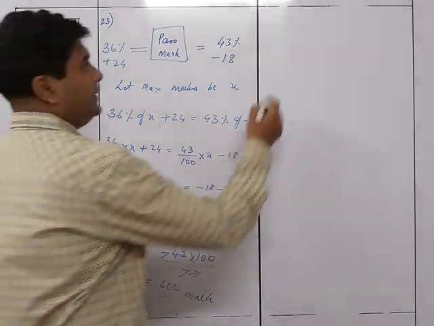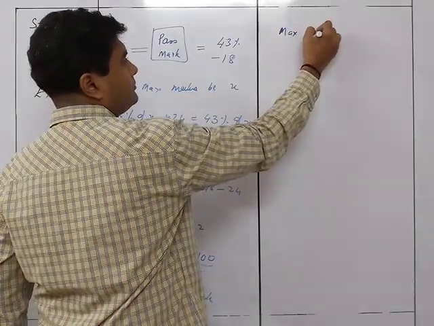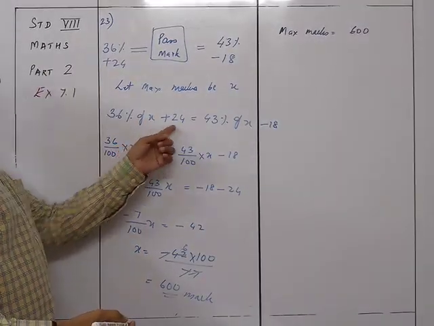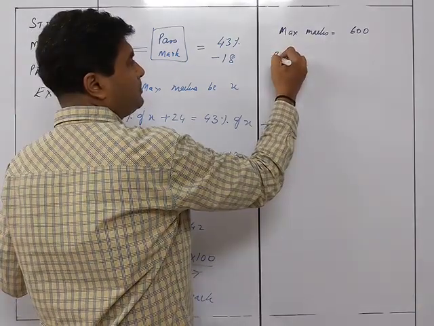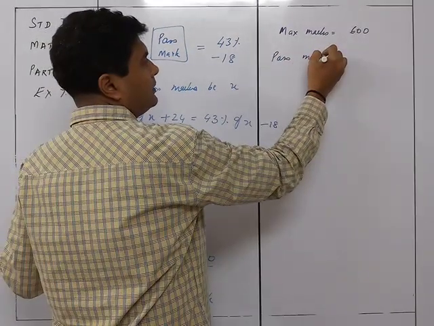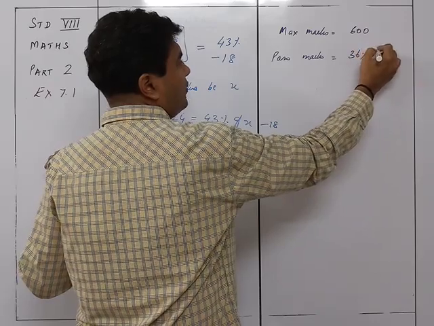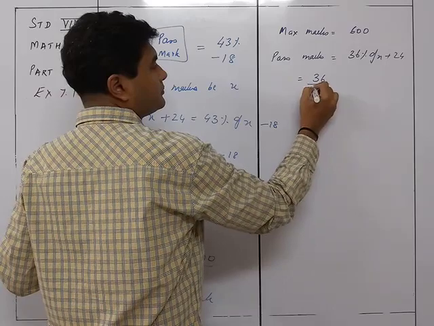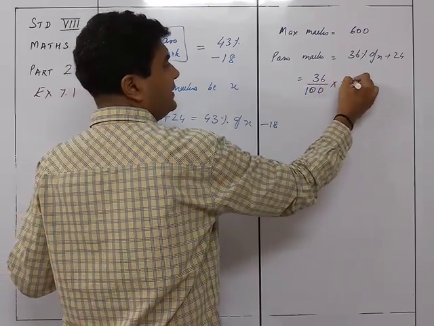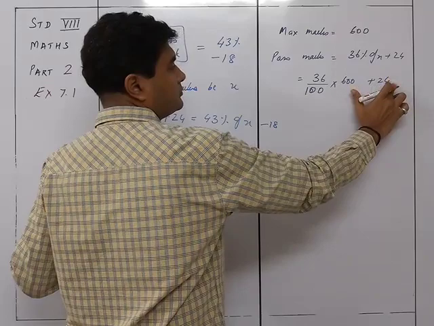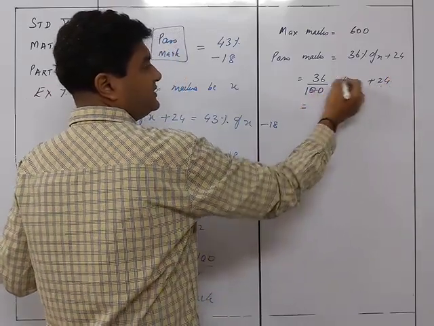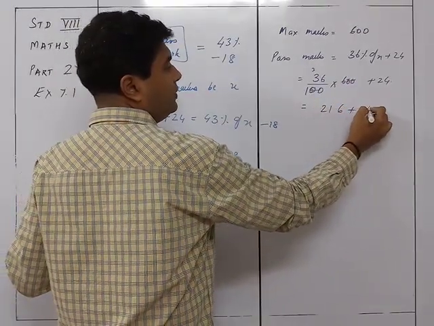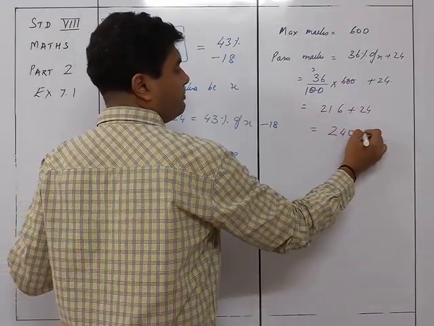So you can see that maximum marks is equal to 600. And what are the passing marks? Of course 36% of x plus 24. So pass marks is equal to 36% of x plus 24, which is 36 upon 100 into 600 plus 24. 6 6s are 36, 216 plus 24, that is 240 marks.